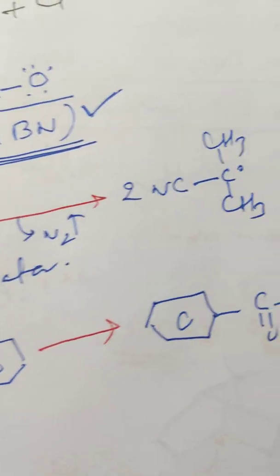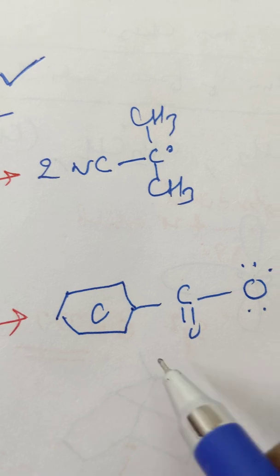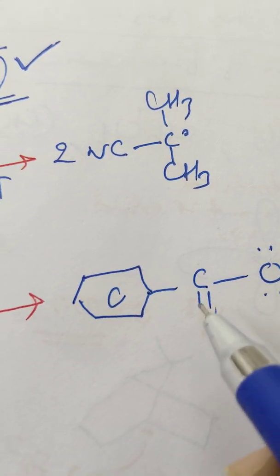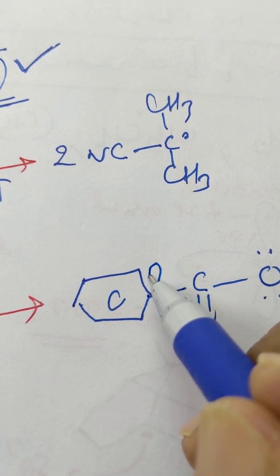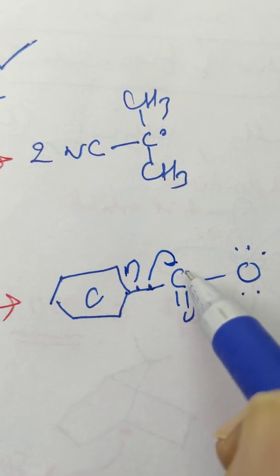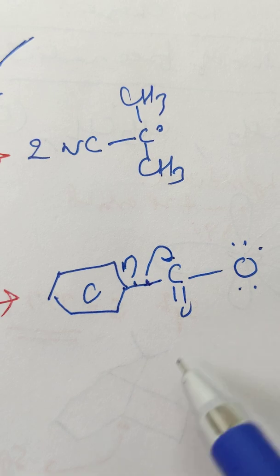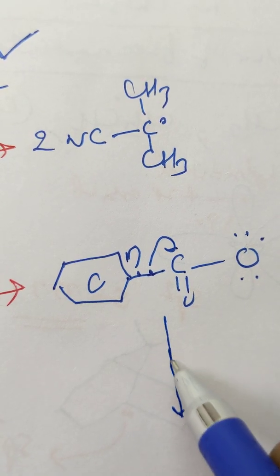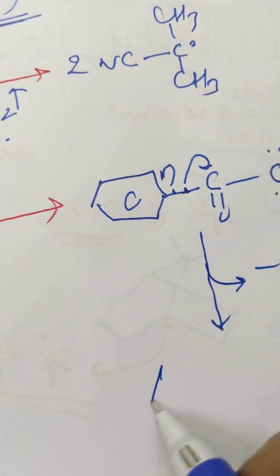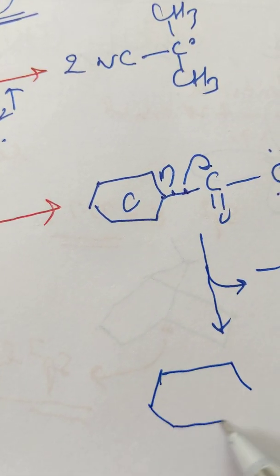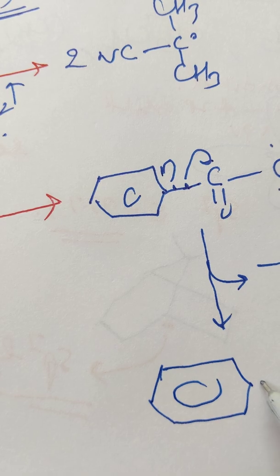But be sure this is not the final, this is not the radical initiator. Why? Because this bond will undergo further fission. This will take this odd electron, and this odd electron will form a double bond. As a result of this, carbon dioxide goes, and what we get is a phenyl free radical.